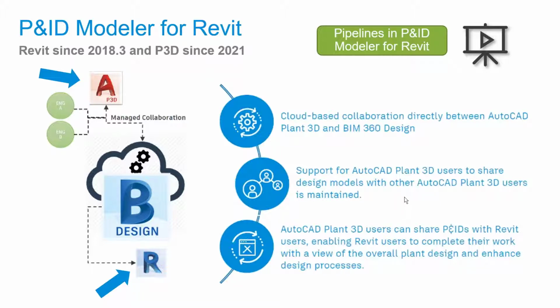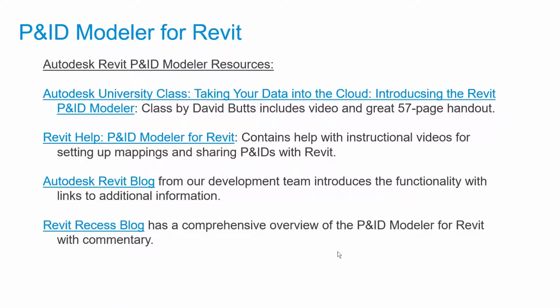So we do have some additional information if you're interested in doing more of a deeper dive into that. There's a really good Autodesk University class that was conducted on this, takes you through the whole process of setting up things on the PID side of things in plant, and then all the way into Revit on how you map objects and equipment and things like that. There's also a really good 57-page handout on that as well in that class at the top there.